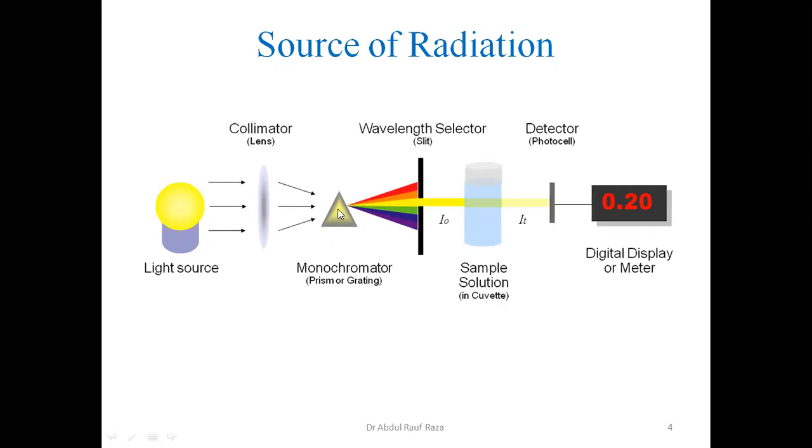You are familiar with the prism. You have seen it in the physics experiments. What is the role of the prism? Whenever we pass white light, colorless light, through a prism, it produces seven colors, just like a rainbow. So this is the purpose of this source, to generate the radiations.